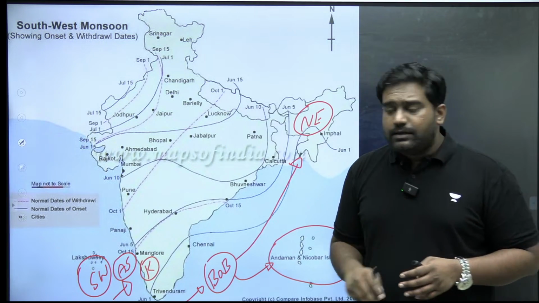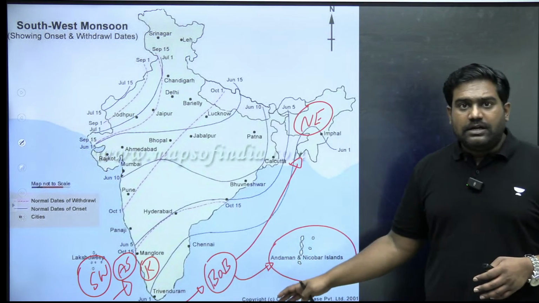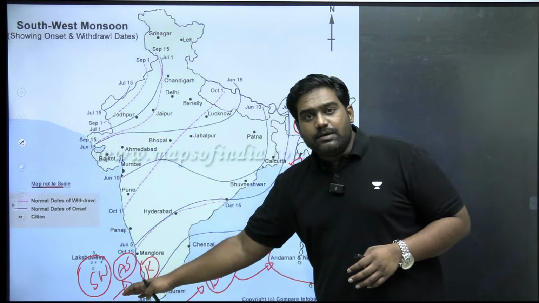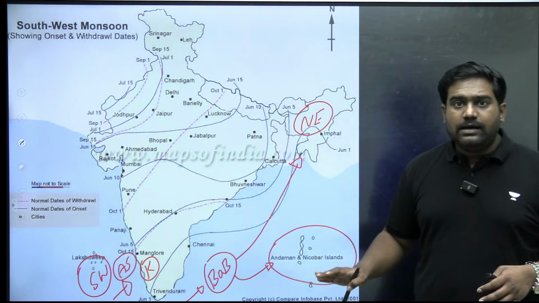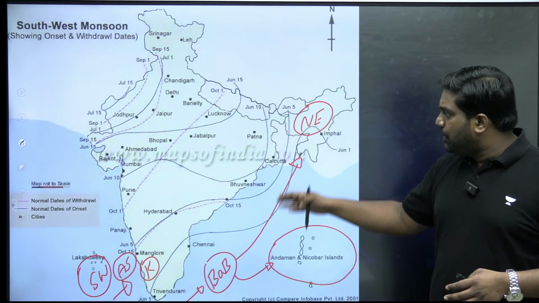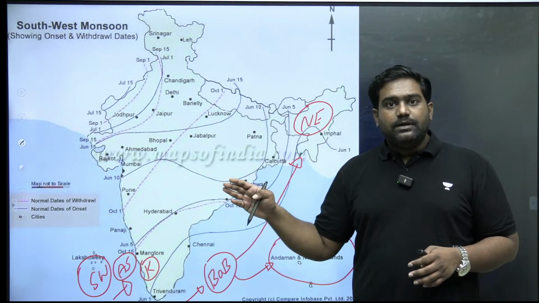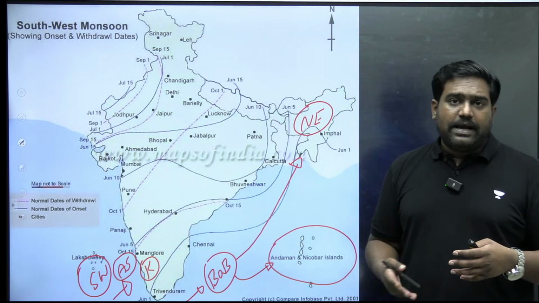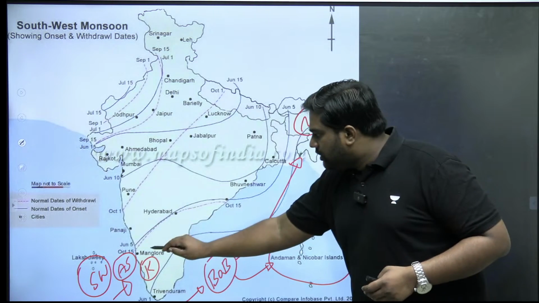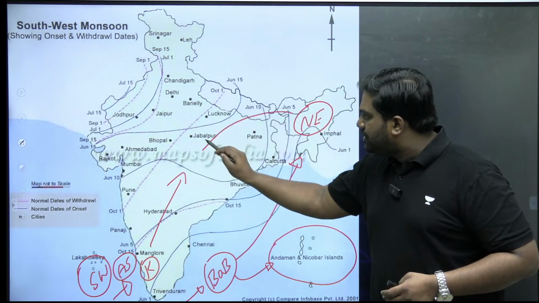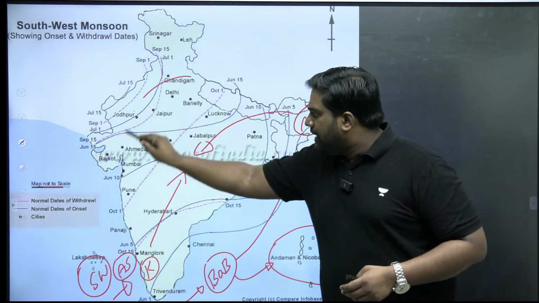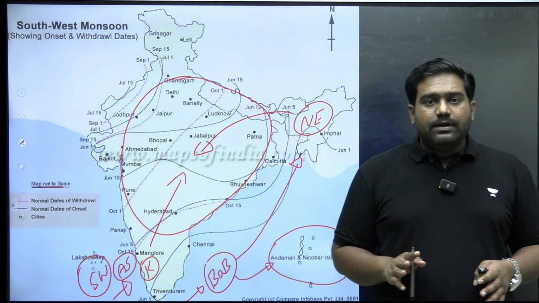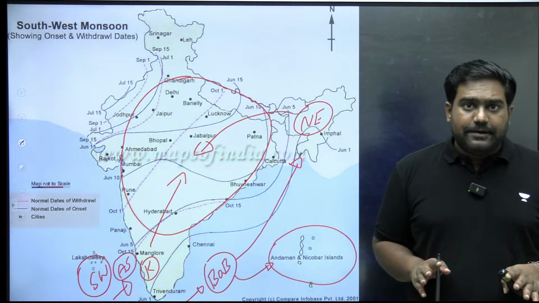Generally the trend is that it is the Bay of Bengal branch which will first make an onset at Andaman Nicobar, then the Arabian Sea branch will make an onset in Kerala, and then the Bay of Bengal branch will proceed towards northeast India. That is the general pattern and trend. Finally, after a few weeks, by mid to end June, the two branches will converge in central India, bringing sufficient rainfall to most parts of the country. Correct? That is the usual pattern and trend.